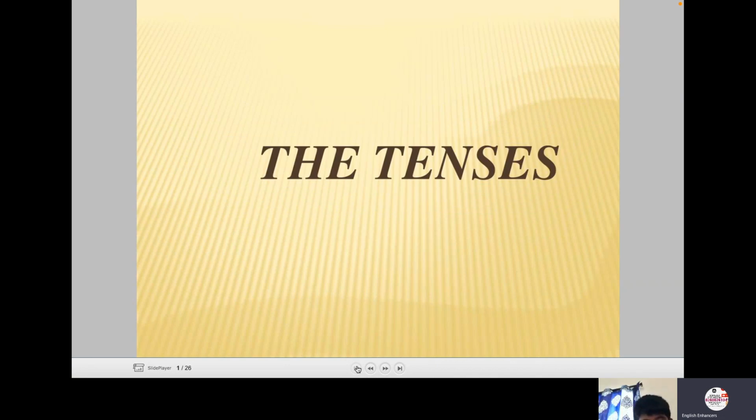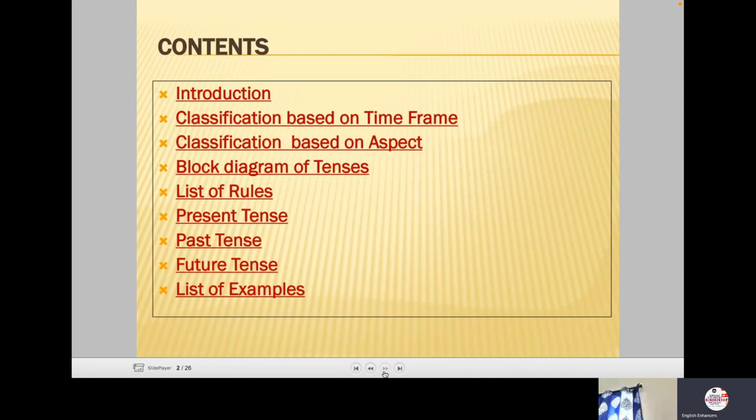The slide gets over here. Okay, wait a minute. Now, here. So, here we are starting with the introduction. Then we have classification based on time frame. That means according to the time. I will be taking this video both in Hindi and English ताकि आपको अच्छे से पता लग जाए. Not everything will be in English because there are situations when you don't understand completely in English. Then we have block diagram of tenses. We have a list of rules. We have present tense, past tense, future tense, and list of examples. So that's how we have them.